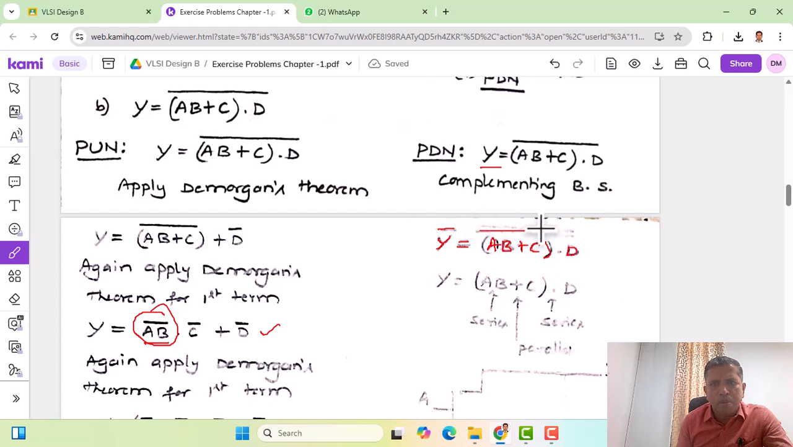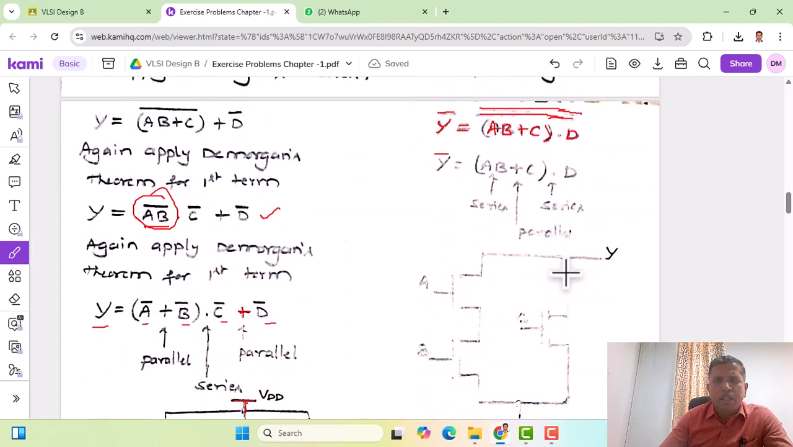Here we have a double complement. It's not visible here, but it is going to be a double complement. Now the double complement can be cancelled out, and we write the expression as it is. So here we have Y bar equal to AB plus C into D. This is the resulting Boolean equation, and now this is suited for writing the structure of the pull-down network.